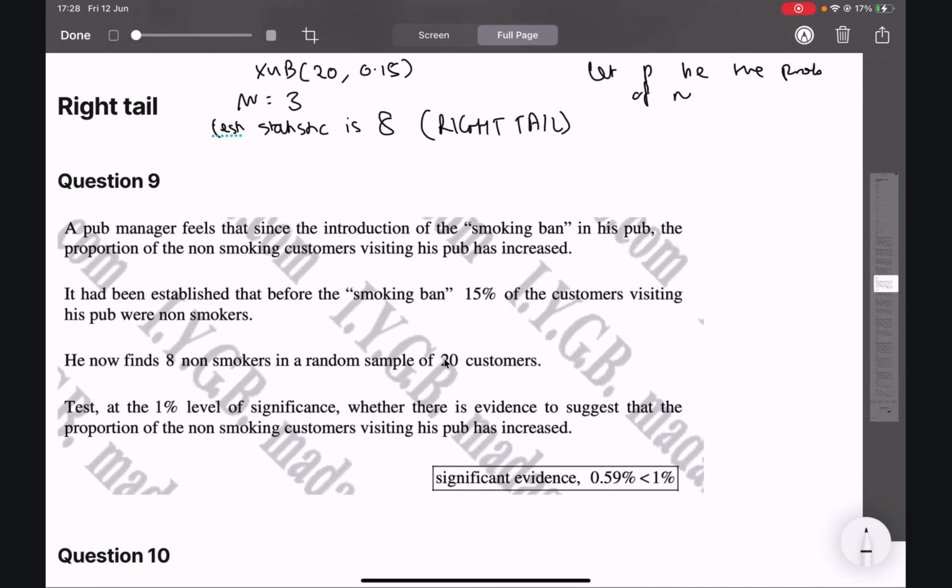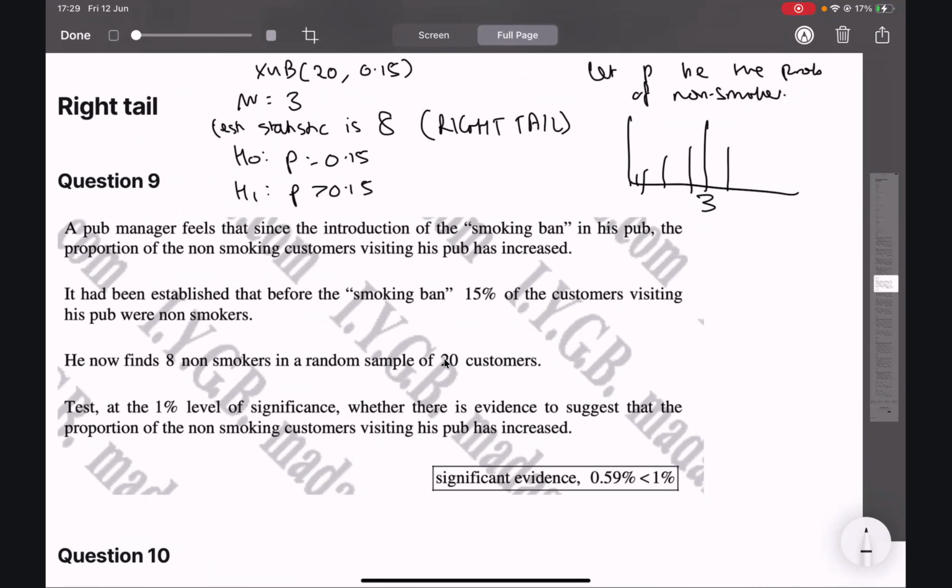So the null hypothesis is P equals 0.15. And then the other one, P is greater than 0.15. And then you plug it in on the calculator. So what am I going to work out in the calculator this time? So this is 3, and then this is 8. So I'm working out this bit on the right of 8. So what am I going to work out?